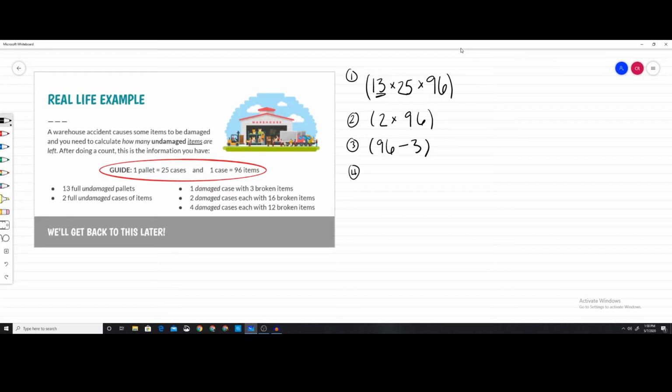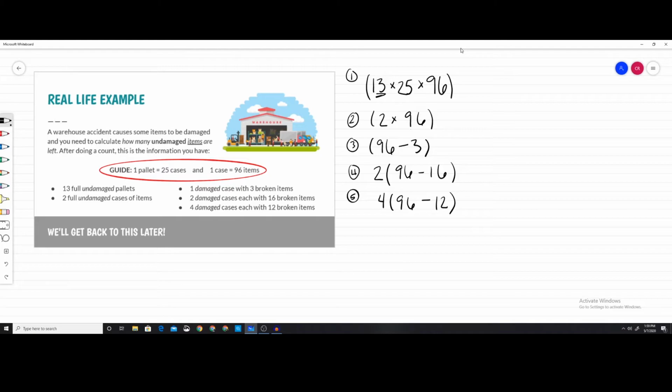Okay, now number 4. 2 damaged cases, each with 16 broken items. So let's represent one of those cases. It's 96 items with 16 broken, so it's minus 16, and that happens for 2 cases. So I'm using the number outside of the parentheses to represent a multiplication. And we know that with order of operations, I'm going to multiply after I do this subtraction. So now number 5 is the last one. It's going to look very similar to number 4. It's 96, right? Because we start with 96 items, 12 of them get broken, and that happens to 4 cases.